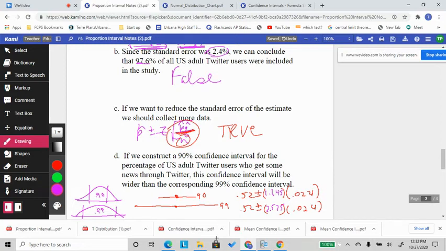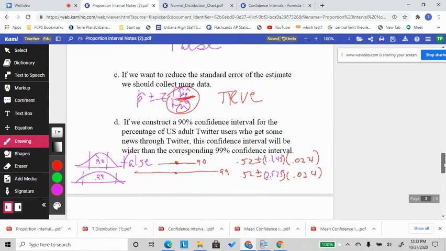Using this same data, if we went and took another sample, it may change. But based off of this sample, the 99 will always be bigger than the 90. So if we construct a 99, this will be wider. That one is false. Okay, now let's talk about sample size.